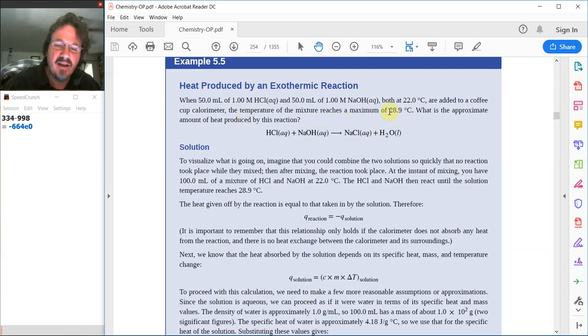Now how is that? They were both at 22 degrees. I mix them together. All of a sudden they go up to 28.9 degrees. Why did they get hot? Well, it's because I've got acid, hydrochloric acid, being mixed with a base, strong base, sodium hydroxide. So I get a neutralization reaction when they mix. Here's my acid plus my base. As always, neutralization reactions, I'm going to get a salt and water.